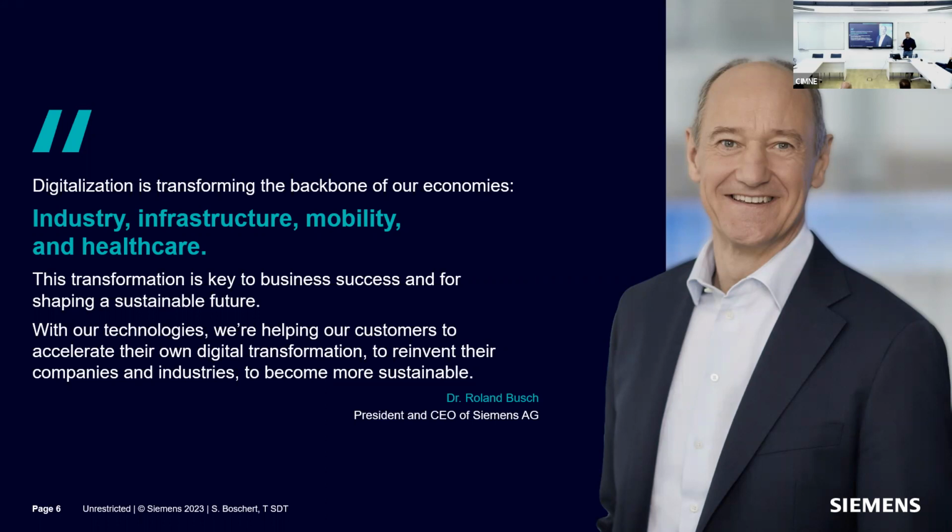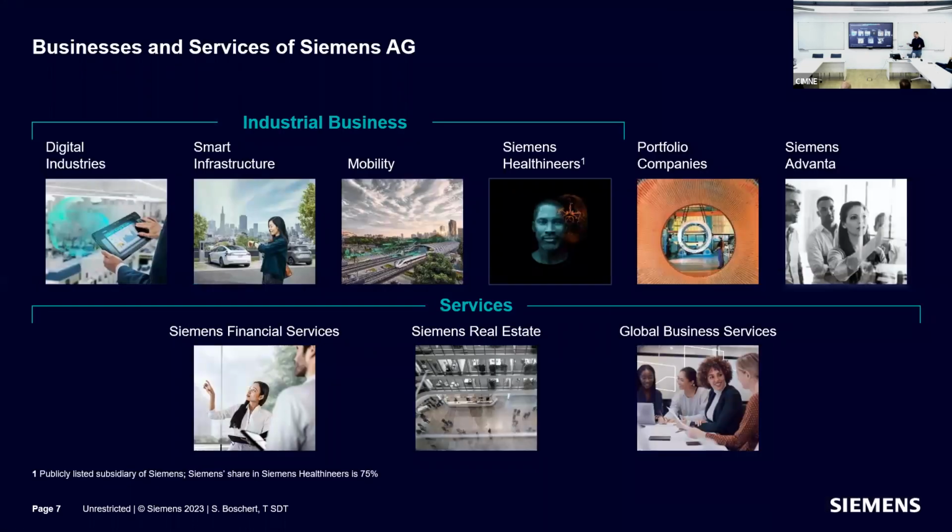That's the future of our company, and this will cover every aspect of our company. That's the industry, the infrastructure, mobility, healthcare. These are our main business units, where we make most of the money, but digitalization will influence all of these businesses in the future. So this is the overview of the Siemens structure. Although we have these four main businesses, there are also some other parts like services, where we look at our real estate and our business services, and we also have an internal bank that finances our large projects.